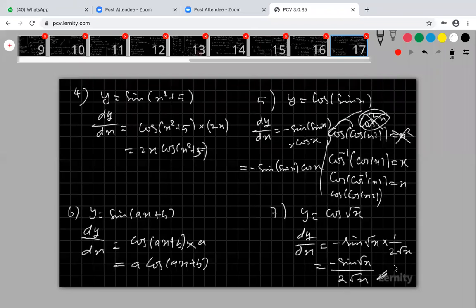So tomorrow we will discuss another section, the differentiation of the inverse function. Okay, that we'll discuss. Okay, thank you all, thank you so much.